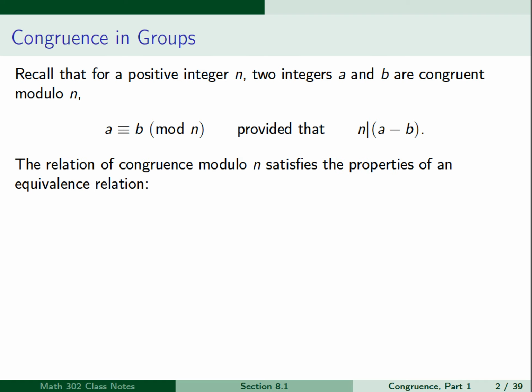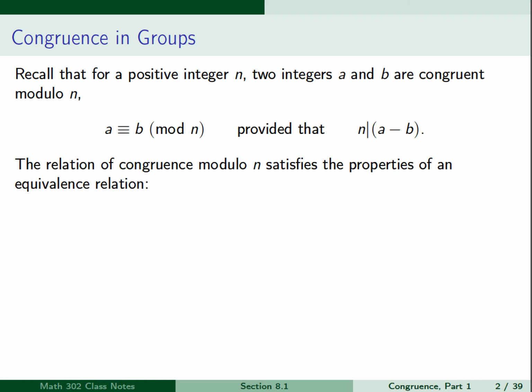So according to the definition, A is congruent to B mod 3 holds if and only if 3 divides A minus B, which holds if and only if A minus B is equal to 3n for some integer n, which holds if and only if A minus B is an element of K. So this shows that A is congruent to B mod 3 if and only if A minus B is in the subgroup K. And so this proves the result. Now in the example, we showed two integers a and b are congruent modulo 3 if and only if a minus b, which is the same as a plus minus b, belongs to the subgroup K.